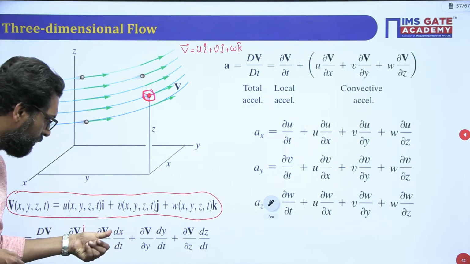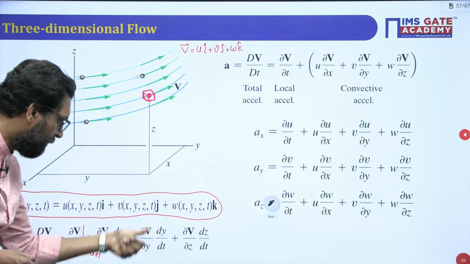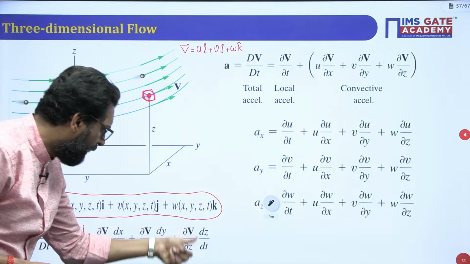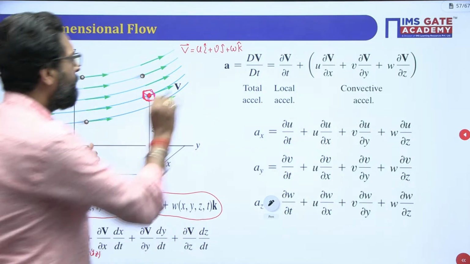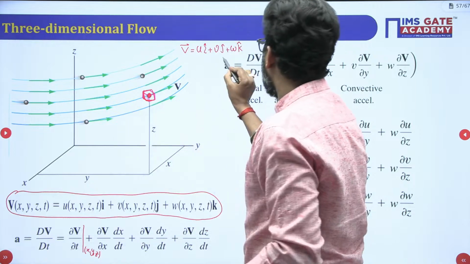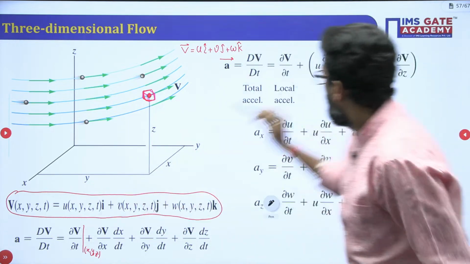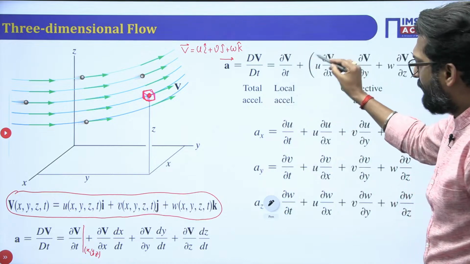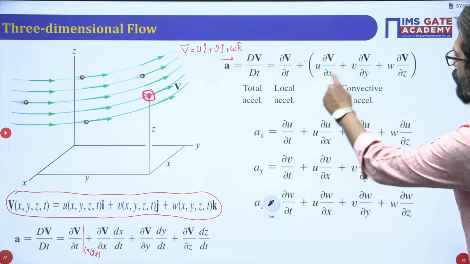ordinary differentiation. So ∂u/∂x dx/dt plus ∂u/∂y dy/dt plus ∂u/∂z dz/dt. Okay, so this is your acceleration term. Now, if this is your acceleration vector, a vector, this is your total derivative. Now this one is your local and this term is your convective. This term is convective.